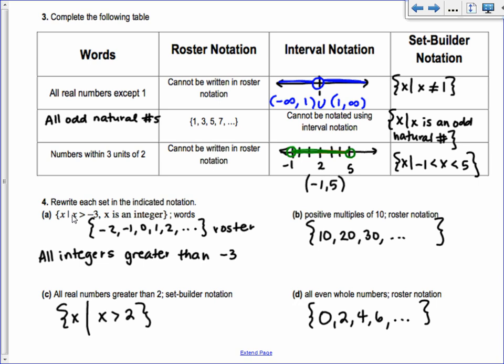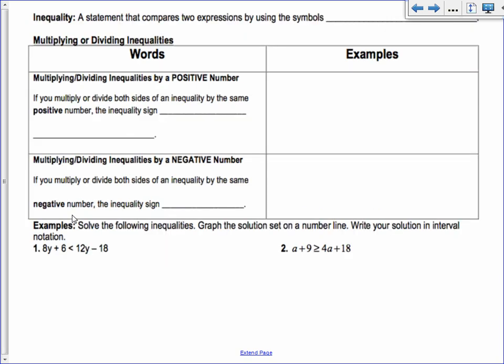All right, next up. It's kind of a long section. It started out talking about inequalities, and now we're going to actually talk about solving inequalities. A statement that compares two expressions by using the symbols less than, greater than, less than or equal to, or greater than or equal to. It's one of those four symbols. Hopefully you guys are familiar with this from Algebra 1, but it's probably been a while.